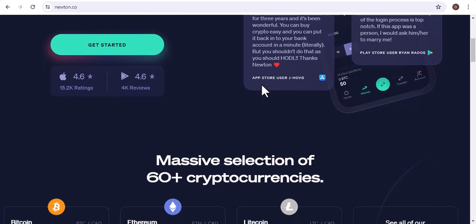How can I send or receive Newton? There are a number of different ways to send or receive Newton. You can use a cryptocurrency exchange, such as Binance or Coinbase. You can also use a decentralized exchange, such as Uniswap or PancakeSwap.